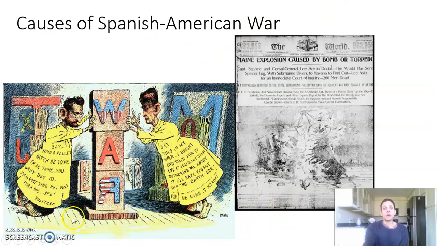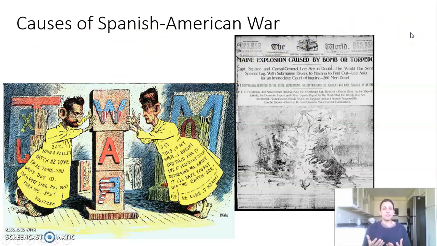A big part of it is the yellow journalist newspapers that are out there really hyping up the situation that's happening in Cuba and trying to gain the attention of Americans. William Randolph Hearst and Joseph Pulitzer are running competing newspapers, and they're trying to get readers through catchy headlines and different tactics. This embellishment, this expansion of the truth in order to gain readers, is known as yellow journalism, which is prevalent in this time period right before the Spanish-American War.